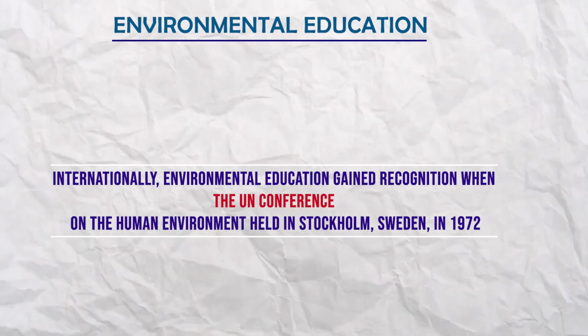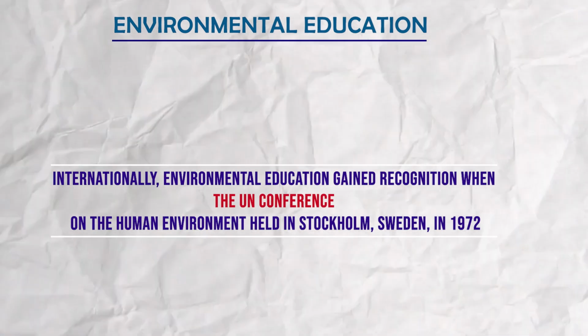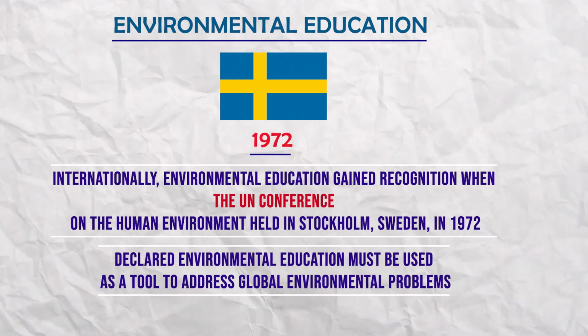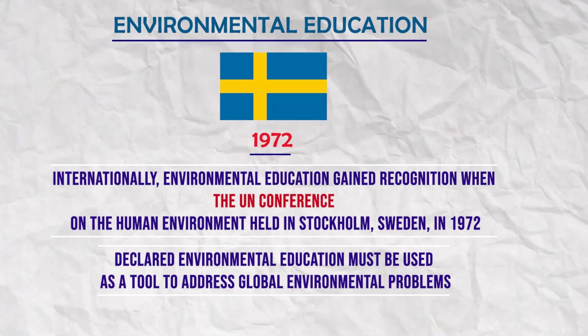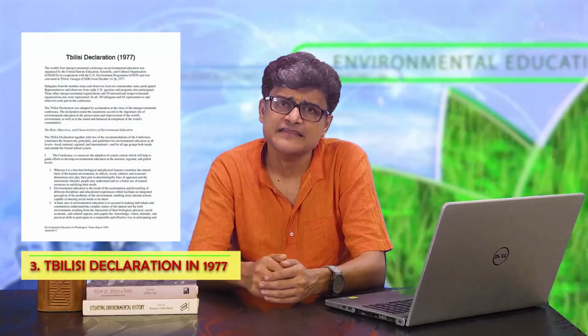Internationally, environmental education gained recognition when the UN Conference on the Human Environment, held in Stockholm, Sweden in the year 1972, declared that environmental education must be used as a tool to address global environmental problems. UNESCO and UNEP created three major declarations that have guided the formation of environmental education. These declarations are the Stockholm Declaration in the year 1972, the Belgrade Charter in the year 1976, and the Tbilisi Declaration in the year 1977.